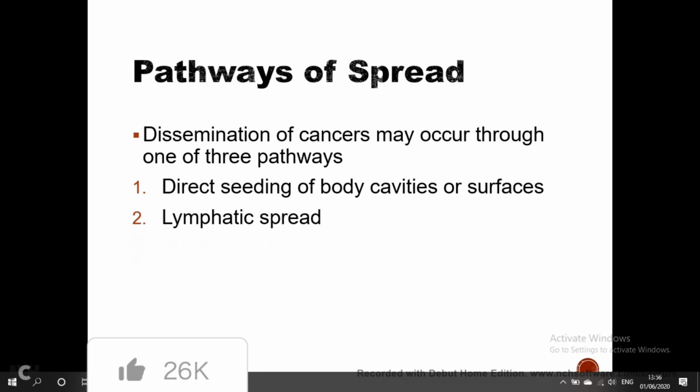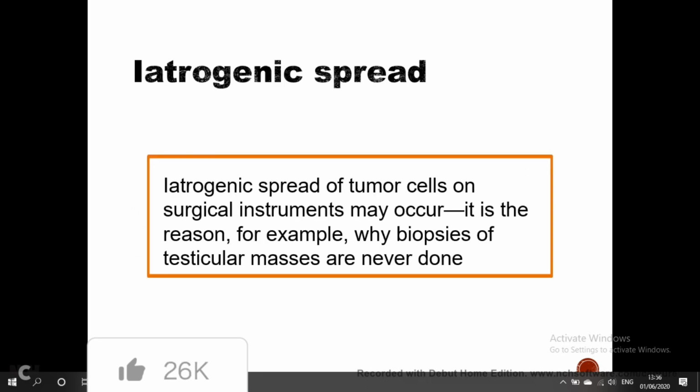The number two, very common spread, is lymphatic spread. They invade into the lymphatics, reach the lymph nodes, and spread throughout the body. And then the third one is the hematogenous spread, that is through the blood vessels.